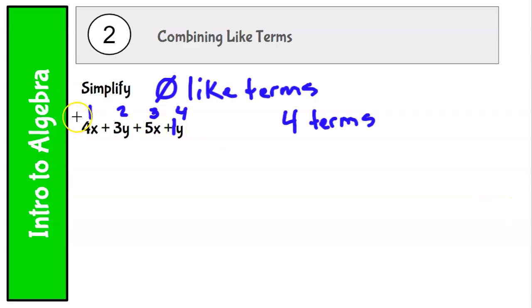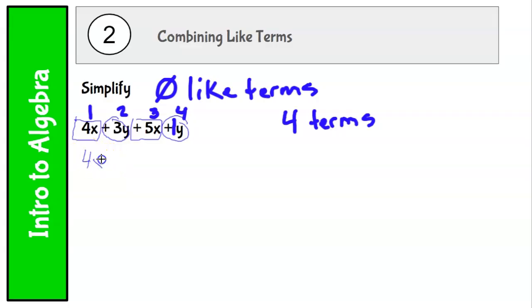I am going to put a box around what we consider the like terms, including the symbol in front of it, if there is one, to the left of it. So I'm going to box the plus, and this is really important. Please write this example down and box the symbol in front of it. I'm going to circle 3y and 1y. Like terms are terms which have the same form of the variable. So 4x and 5x are like terms, and I can combine those together.